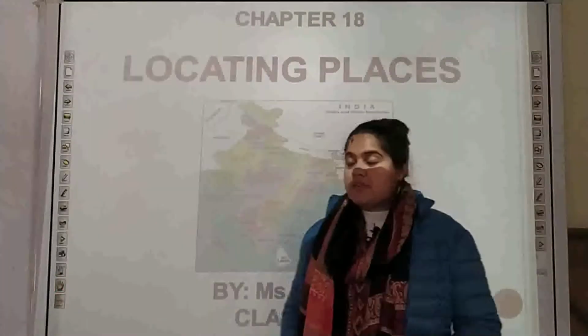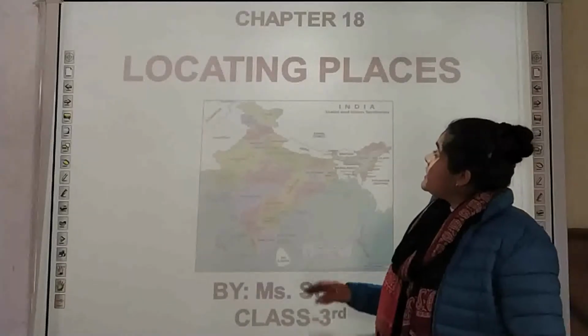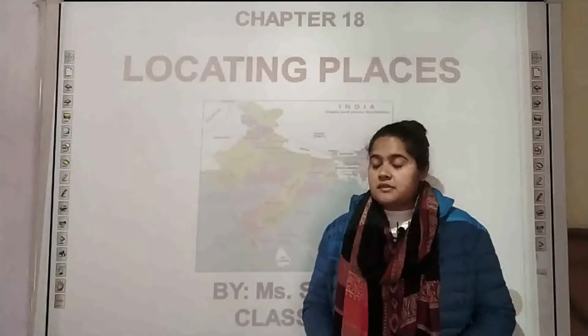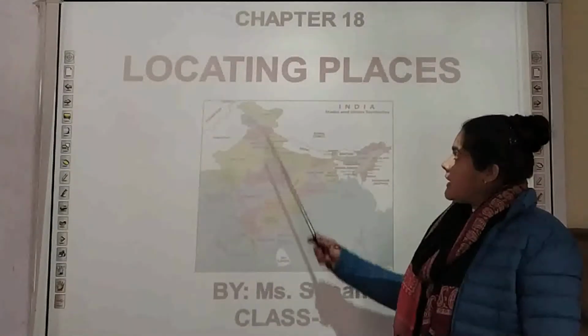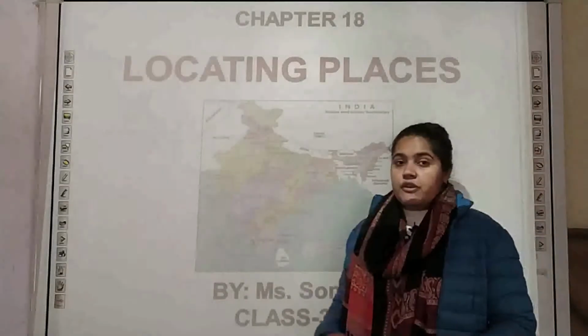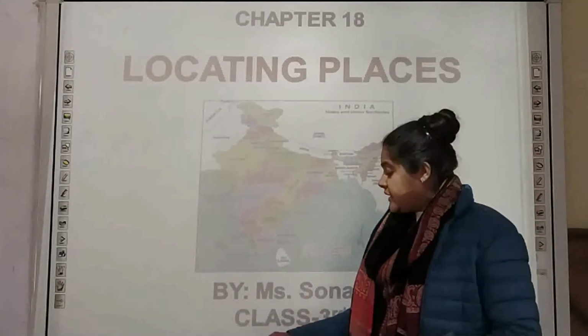So today we will be studying our next chapter, that is chapter number 18 for class 3rd in environmental studies, that is locating places. So we have to find out how you can locate different places.